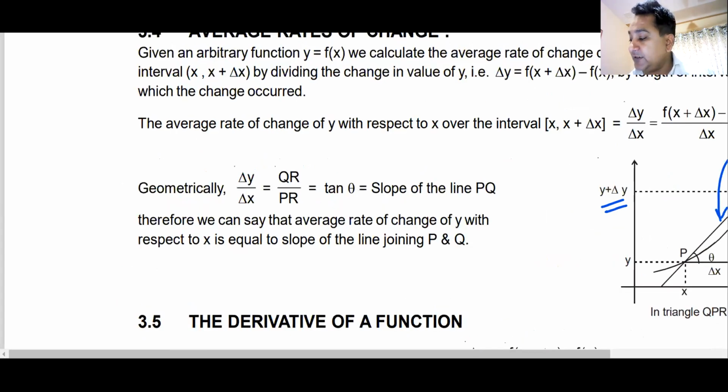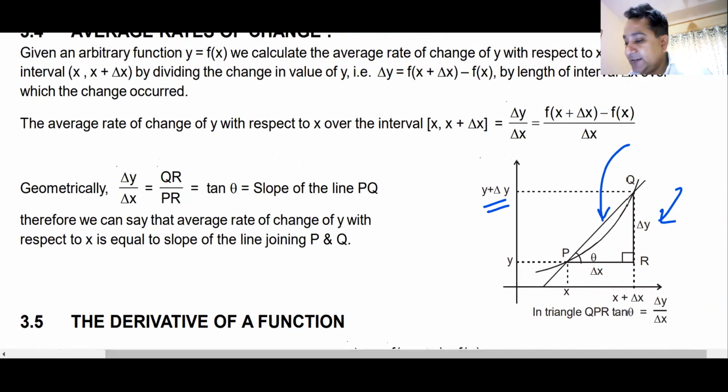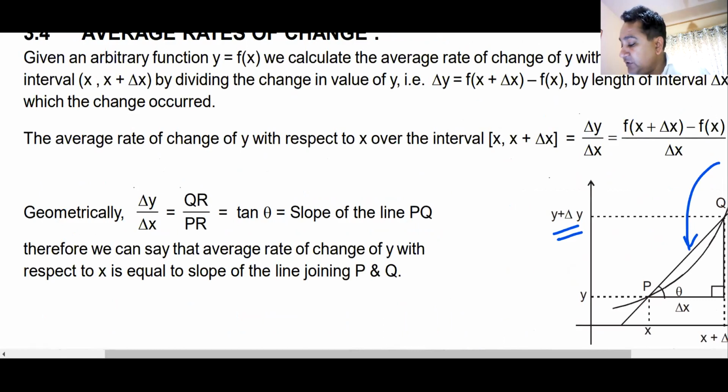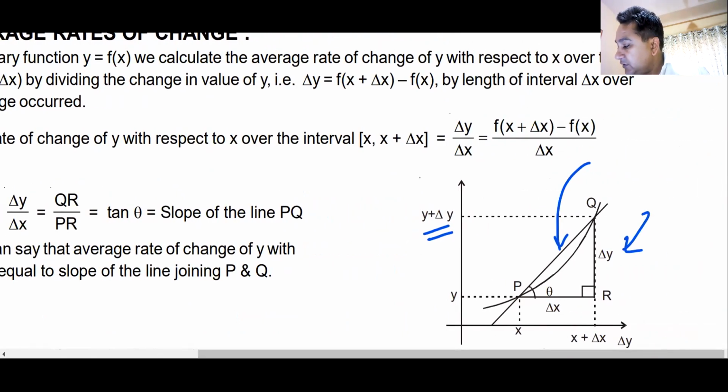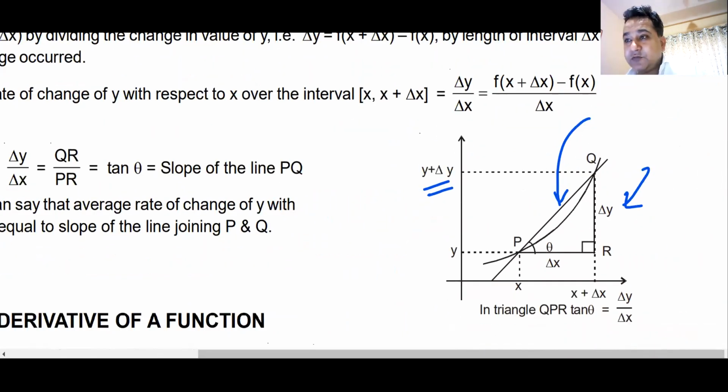I can also increase the size. I'm trying all this new stuff today. Okay, do you see this graph now? It's quite big now, I hope. PQ is the secant. Do you see this secant?